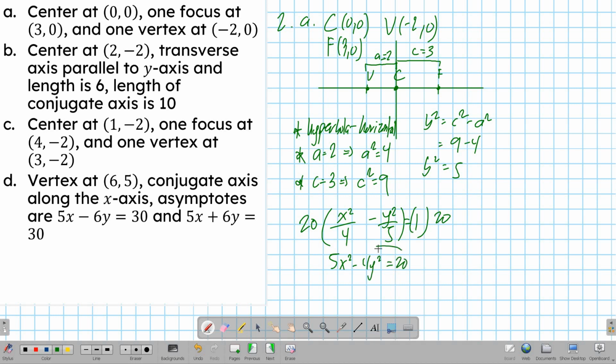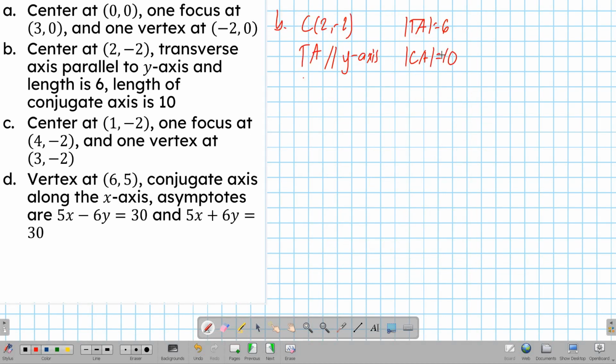For general form, I have to transpose this. Therefore, the equation of the hyperbola in general form with center at 0, 0, one focus at 3, 0, and one vertex at negative 2, 0 is 5x squared minus 4y squared minus 20 equals 0.